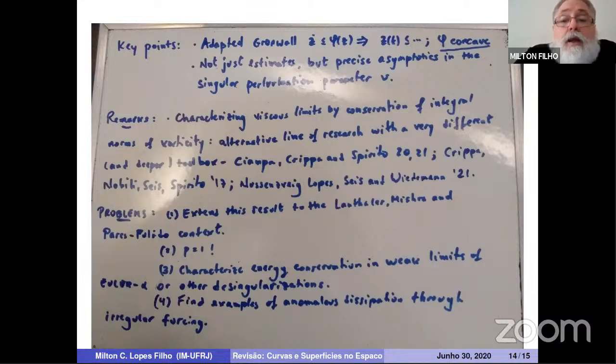Characterize energy conservation of weak limits of Euler-alpha or other desingularizations. This is related to recent work by Gotoda. And the fourth is to go after examples: find examples of anomalous dissipation through irregular forcing more explicitly, violating the conditions we put in here.